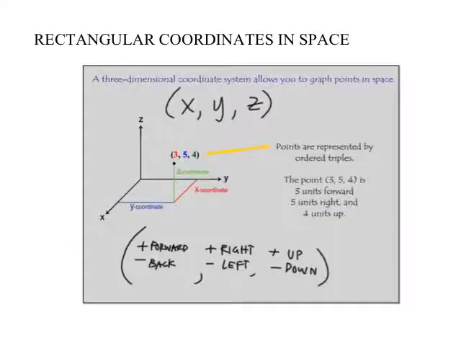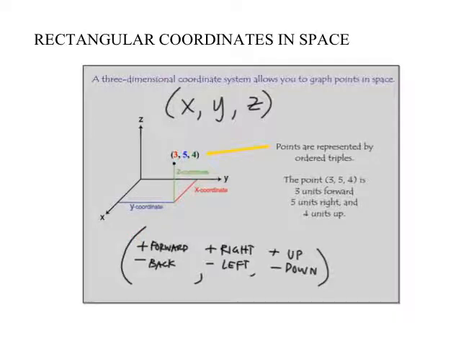Okay, so I know you guys are good at plotting in 2 dimensions. Now what we have is space, so not just a plane, not just a coordinate plane, but space. So we have a 3-dimensional coordinate system. We have x, which you can see is forward and back. We have y, which is right and left. And we have z, which is our new coordinate, which is up is positive, and down.